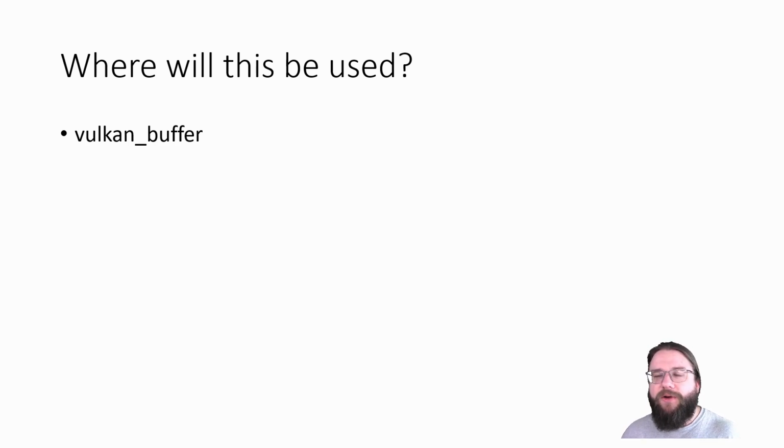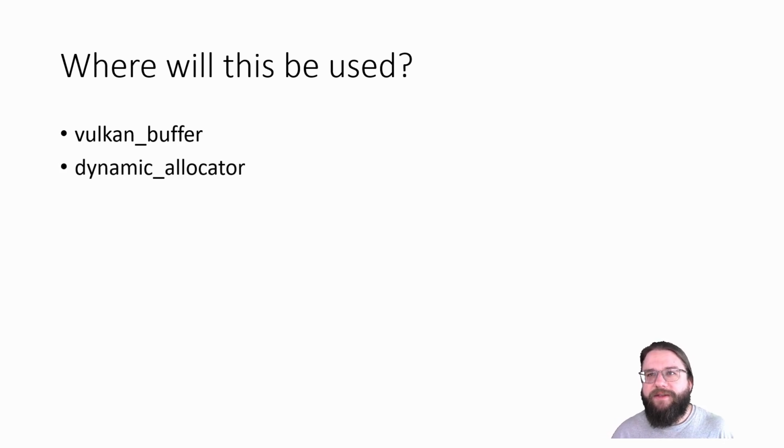So our Vulkan buffer is definitely going to need this, because we need a way to track those free blocks within that buffer. But we're also going to go ahead and set up a dynamic allocator for this, right? So what we're going to do in this video is review our free list and get that all set up. And then in subsequent videos, we're probably going to do the dynamic allocator first, and then we'll go ahead and set up the Vulkan buffer.